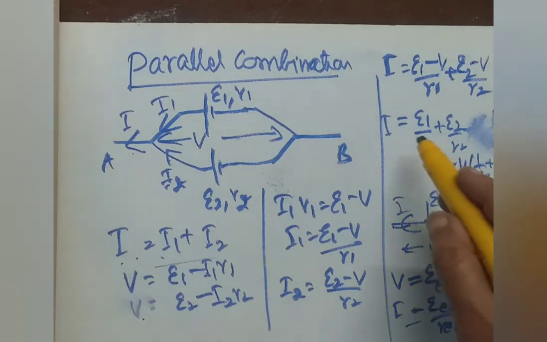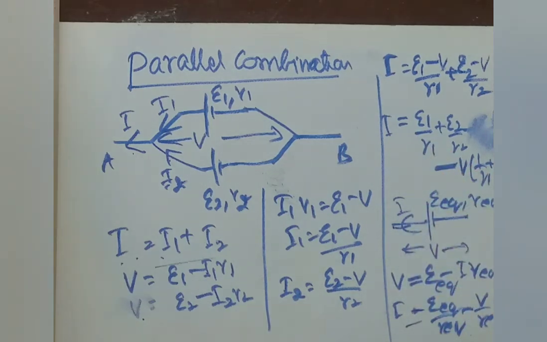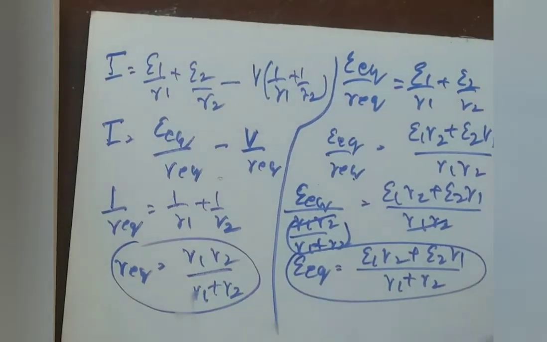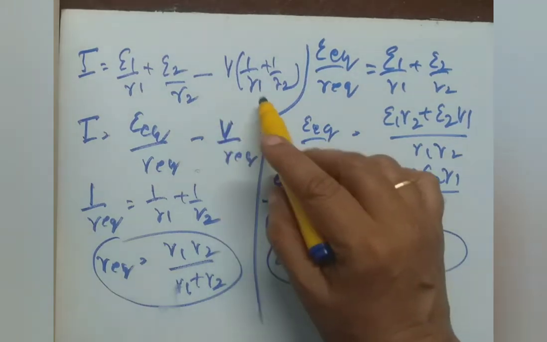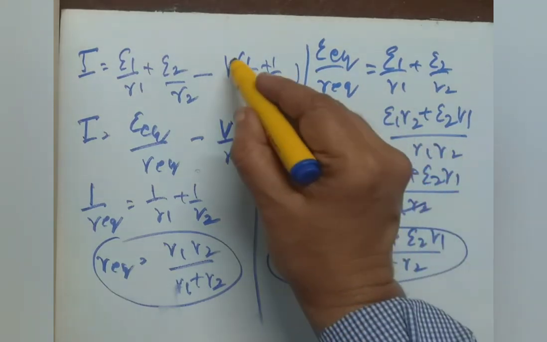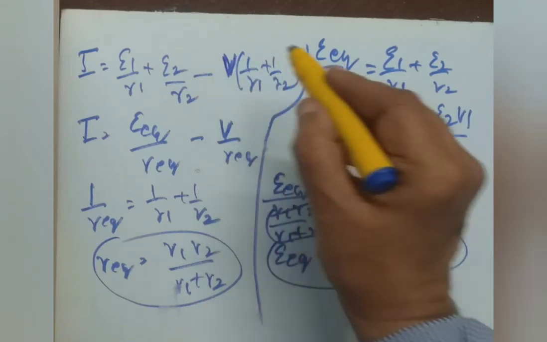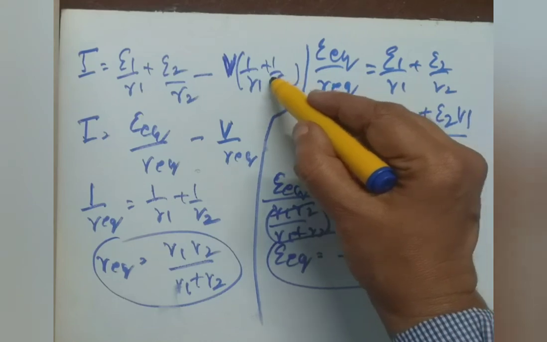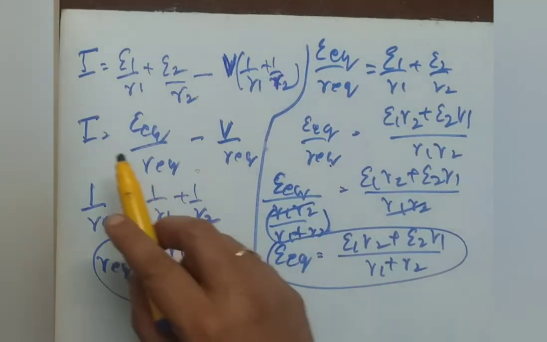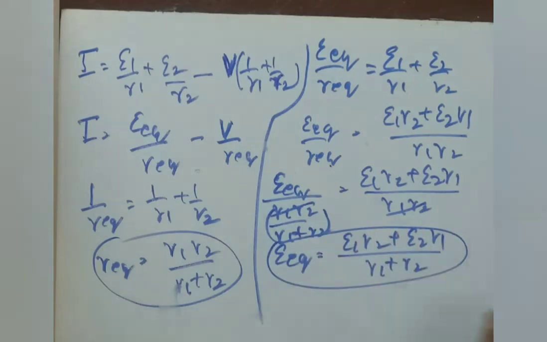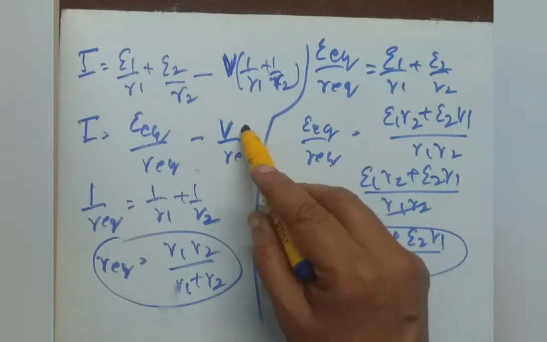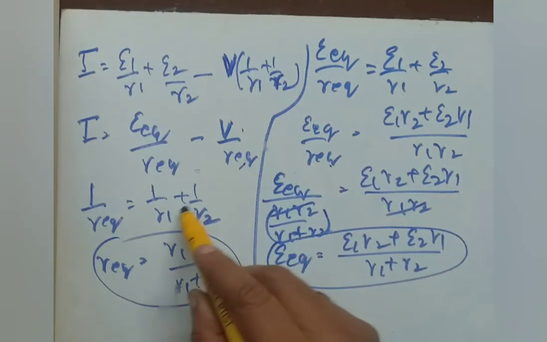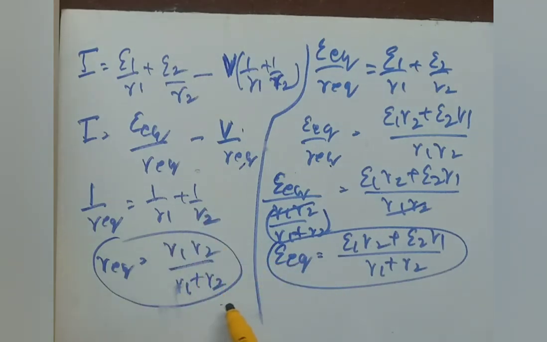Then, taking these two equations for I, we can compare them and observe what we get there. I equals E1 by R1 plus E2 by R2 minus V into 1 by R1 plus 1 by R2, and another equation, E equivalent by R equivalent minus V by R equivalent. Comparing this, in the place of 1 by R equivalent, we have 1 by R1 plus 1 by R2. Therefore, R equivalent is R1 R2 by R1 plus R2, just like in parallel combination of resistors.